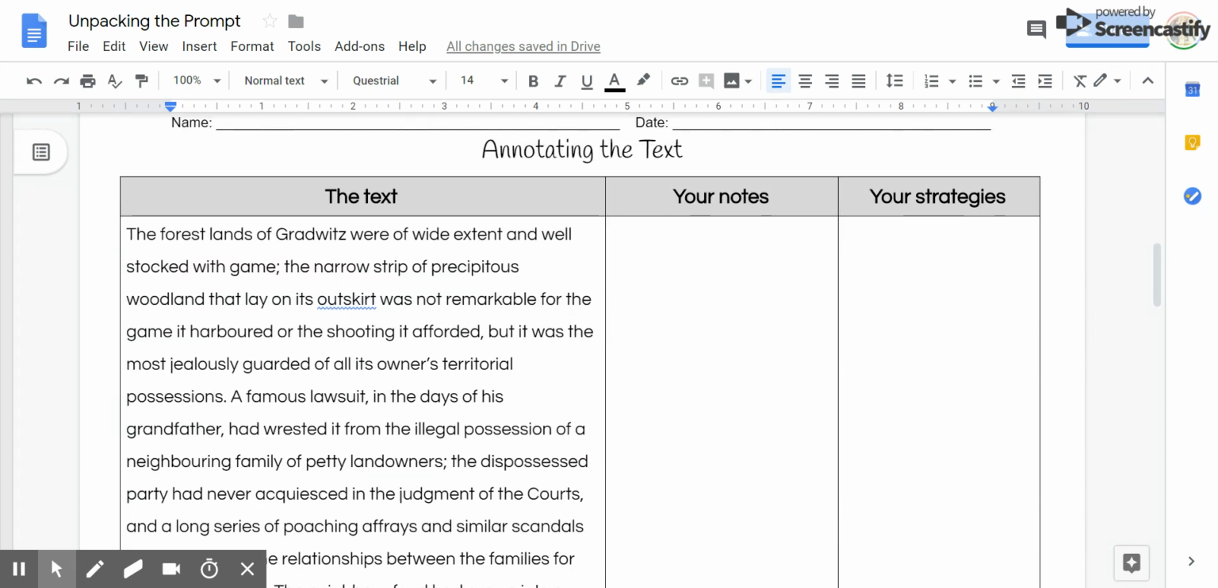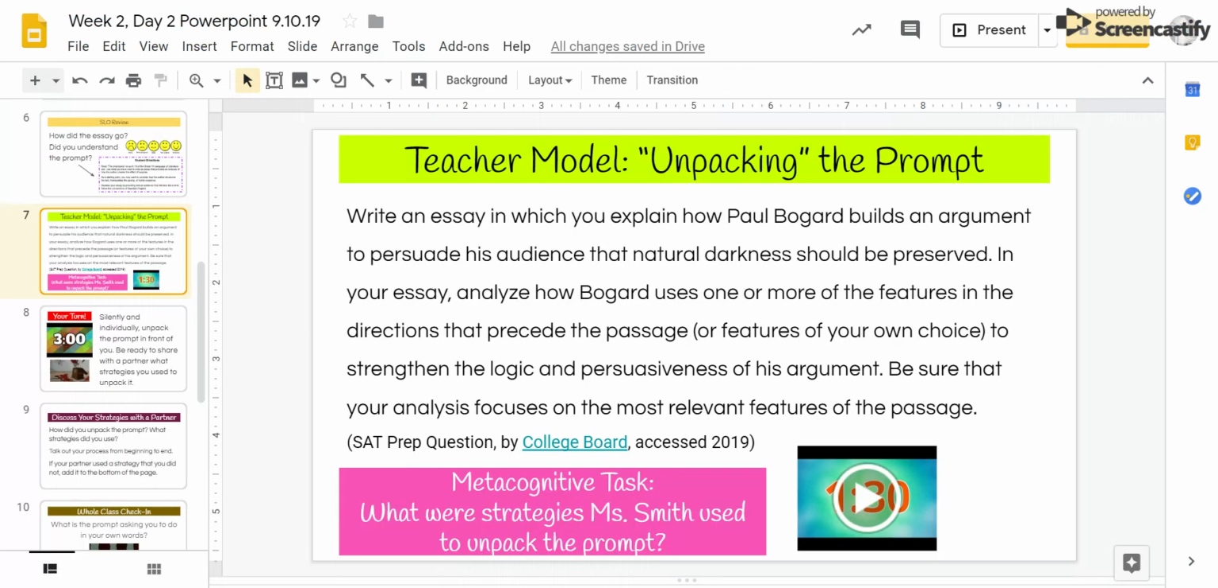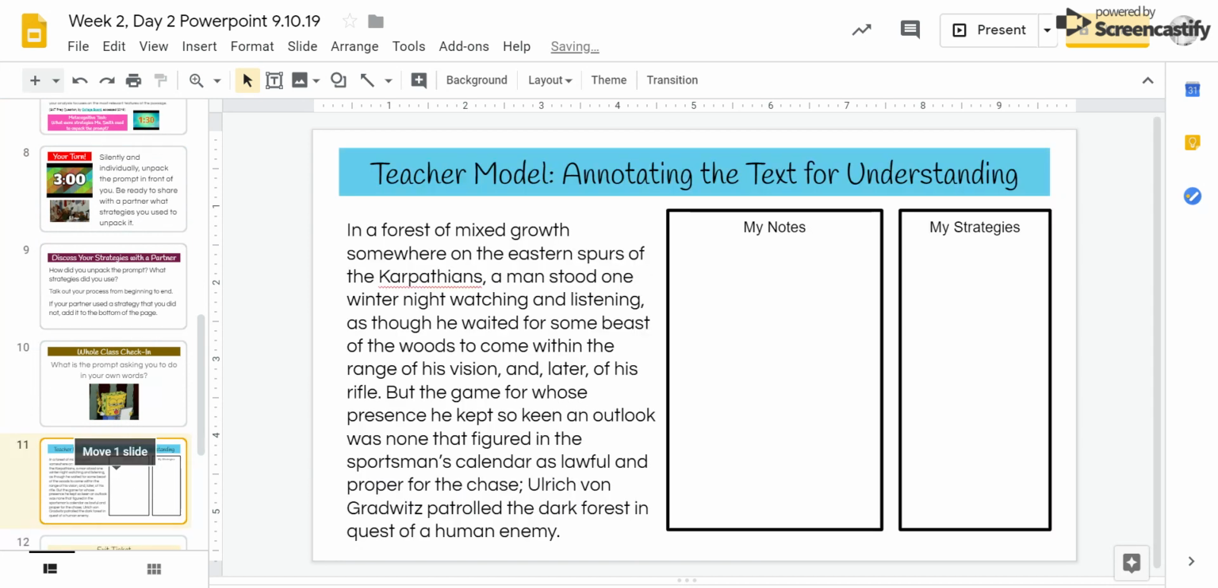Next, we're going to talk about annotating the text. All right, so I hope I'm on the right tab right now. I'm going to show you how to annotate, how I would annotate if I was annotating part of this text. So we're going back to the story, The Interlopers, the same thing that you read for your SLO. And we're going to go back just to this first little section, and I'm going to show you how I would do it if I were annotating.